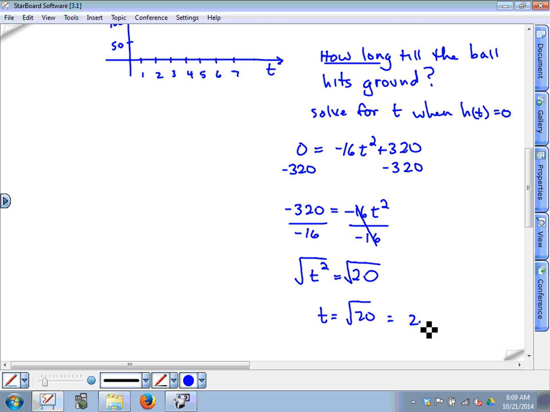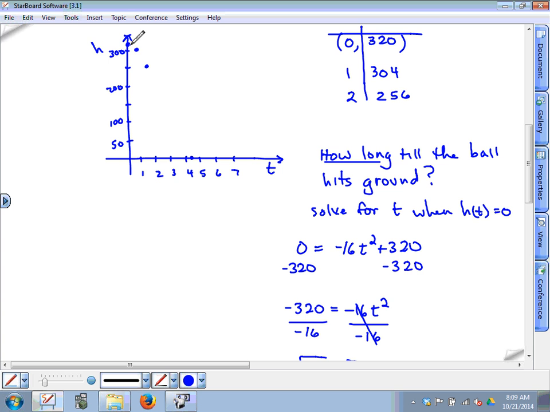Now, it's 2 root 5 if you want to be exact, but let's get our best estimate here. Square root of 20 is between which two whole numbers? 4 and 5. So between 4 and 5, about halfway. We can estimate this maybe about 4.4. So it takes about 4.4 seconds for the ball to hit the ground.